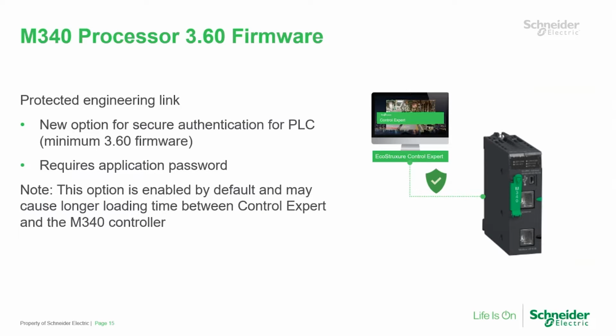We've also added a similar feature with the M340. So if you have an M340 with version 3.6 firmware and Control Expert version 16, you are able to use the protected engineering link to have an encrypted connection to the front Ethernet port on an M340. This is slightly different than the M580 because it is not using HTTPS and it's not doing a secure key exchange. It's simply encrypting it via the application password.